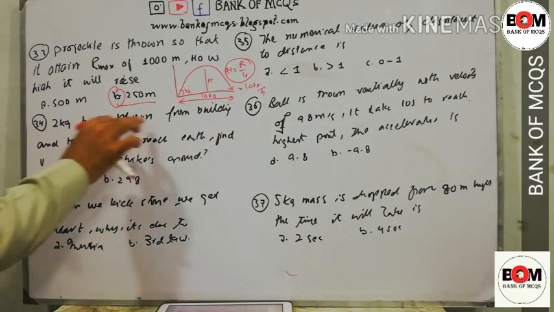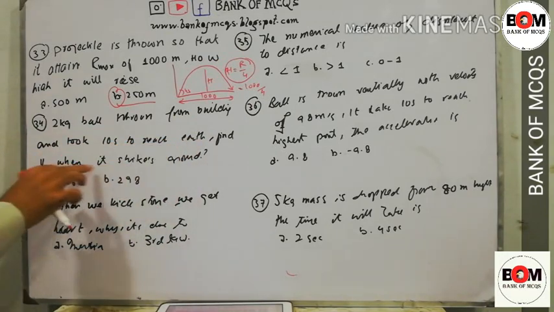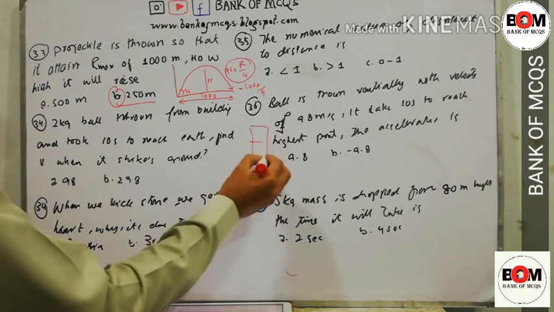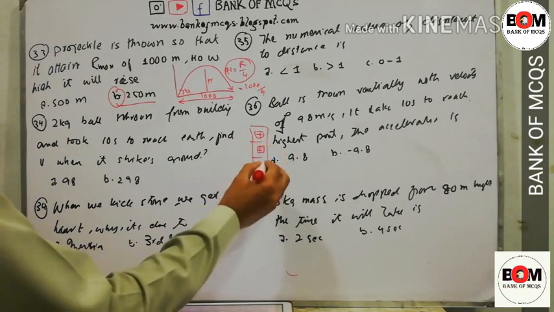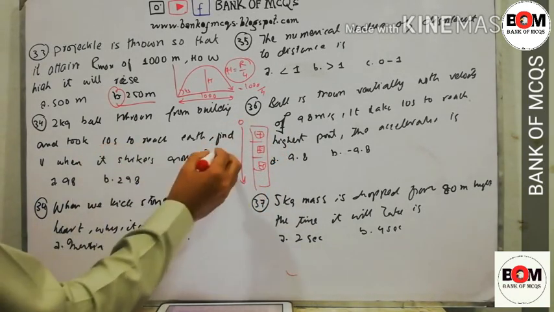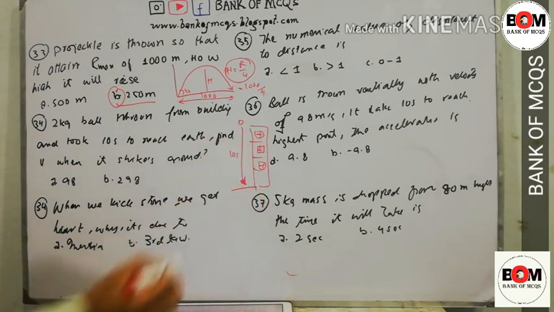Next: a 2 kilogram ball is thrown from a building and took 10 seconds to reach the earth. Find the velocity when it strikes the earth. They have said that this is the building. They have thrown a ball from it. The ball took 10 seconds to reach the earth. Find its velocity when it touches the surface of the earth.